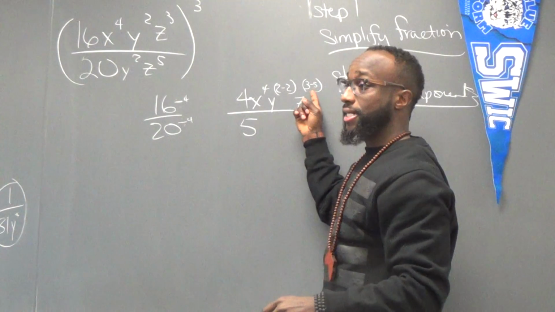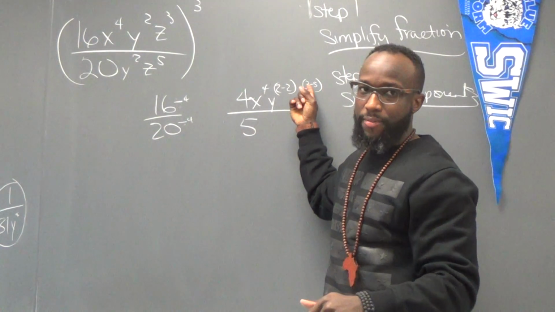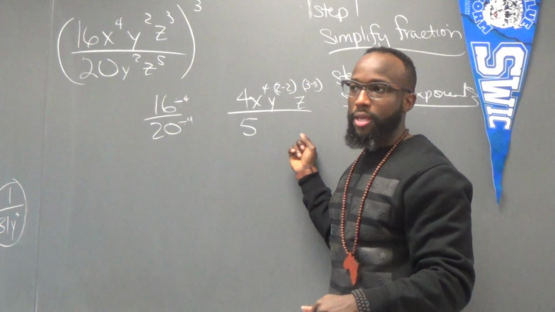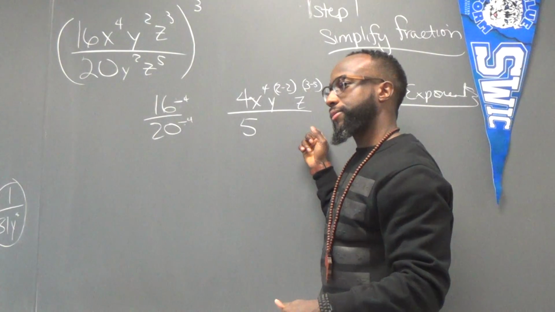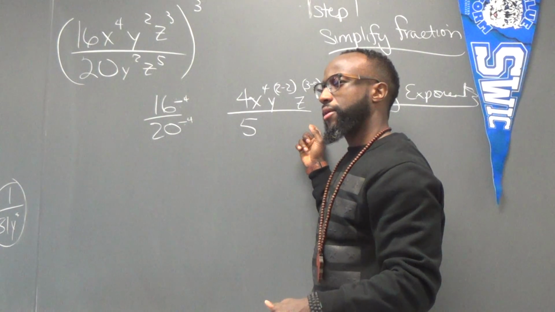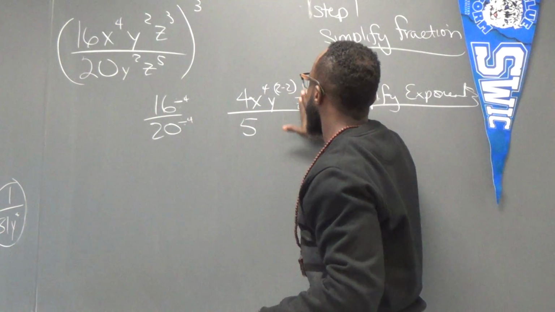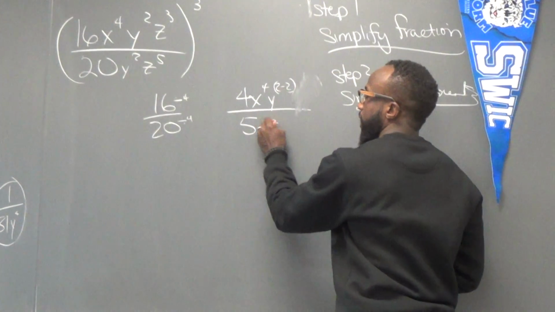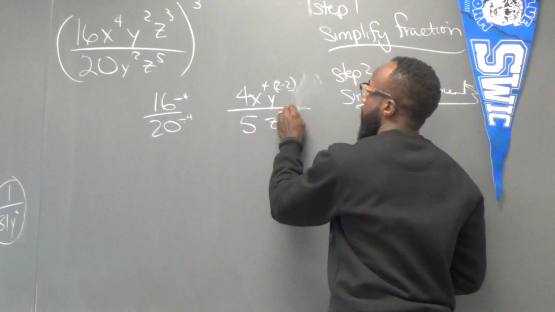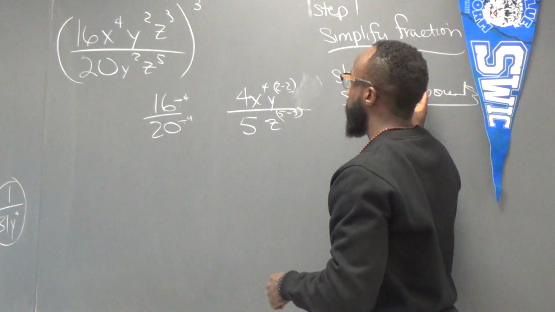Now, should I put the z to the 3rd minus 5 at the top or at the bottom? Bottom. Why do I put it at the bottom? The denominator. So let's just put it here: z to the 5 minus 3. All right, so let's simplify that.